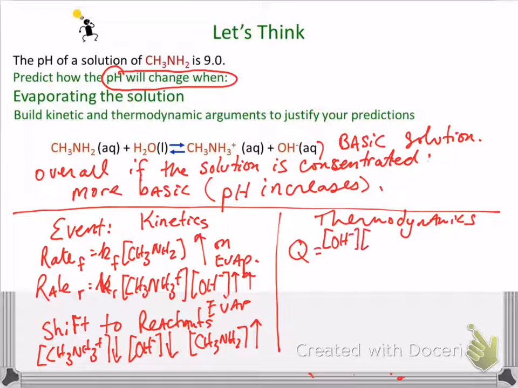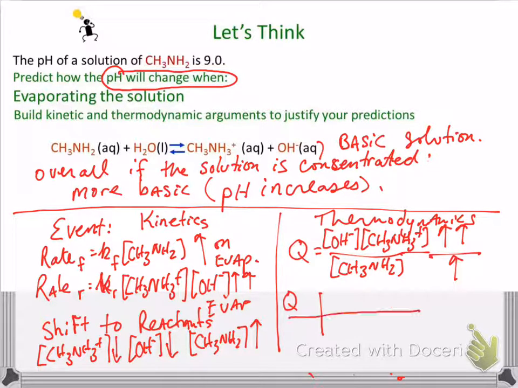For the thermodynamic argument, we have to construct Q, and we see the same effect. There are two species in the numerator and only one species in the denominator, so Q is going to increase. In this event, Q will increase. The shift in equilibrium is to reduce Q. You reduce Q by reducing products and increasing reactants. So Q must decrease.